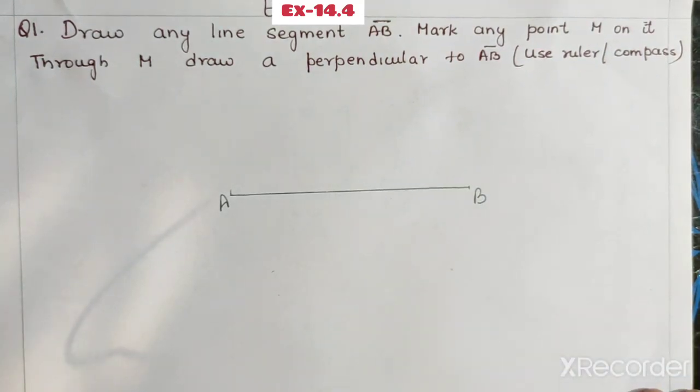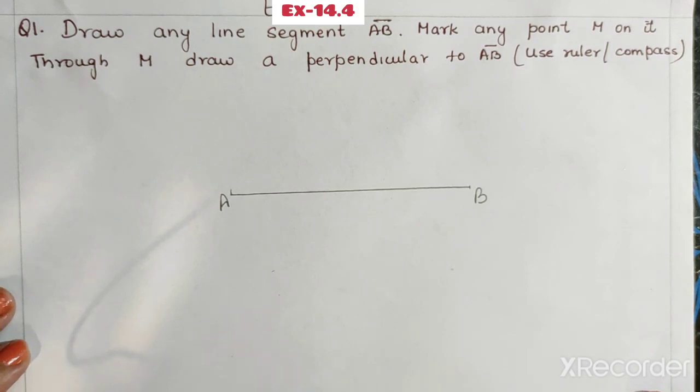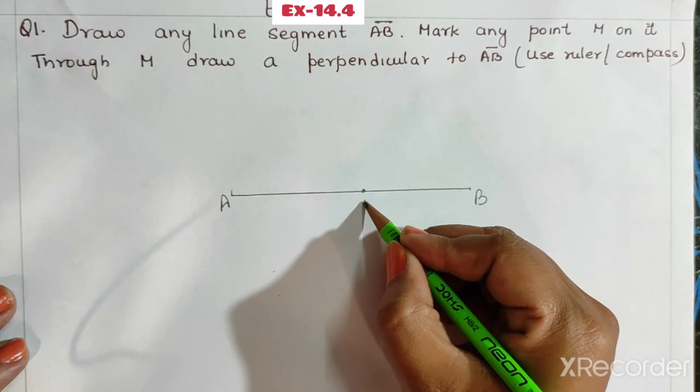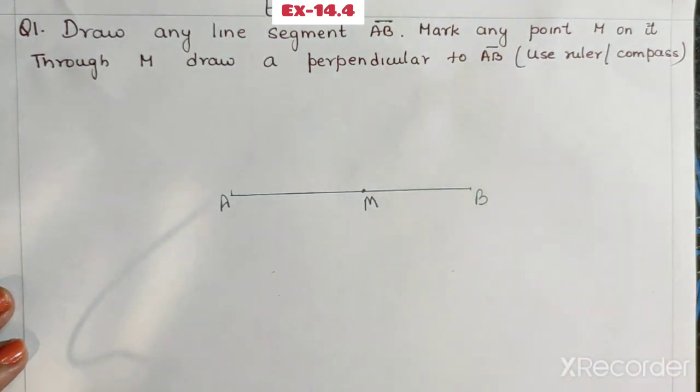Then what is asked next in the question? It is asked to take any point M on the line segment AB. So I have taken the point M here on this line segment AB, right? Now next, through M we have to draw a perpendicular to the line segment AB using ruler and compass only.